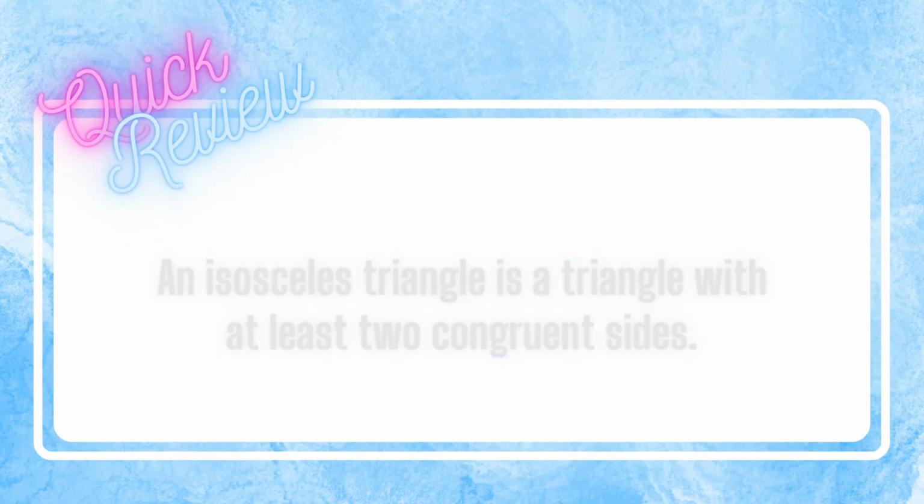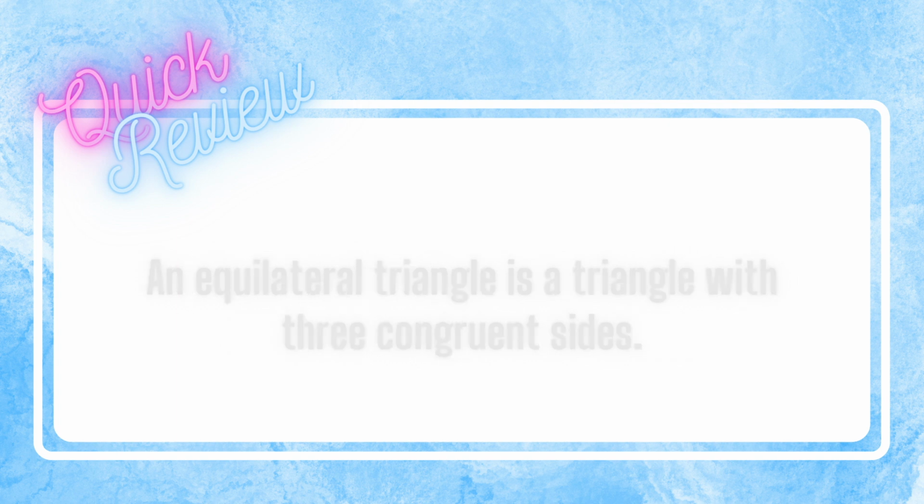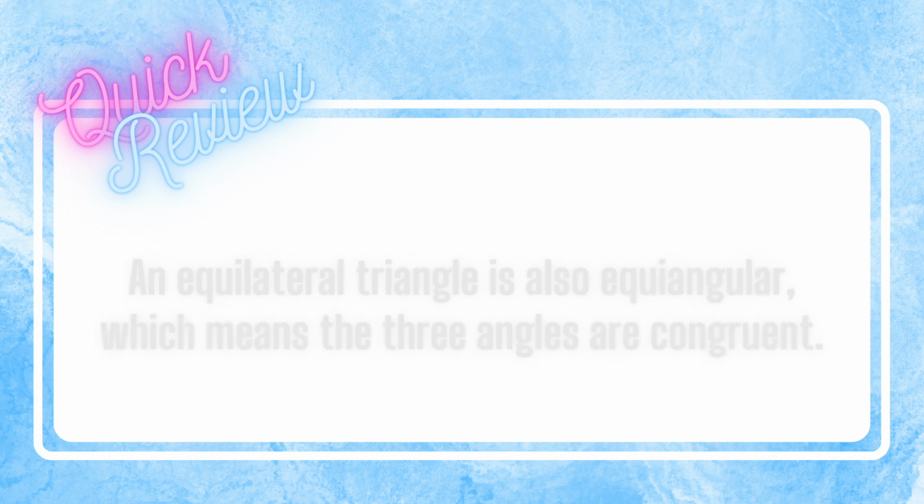An isosceles triangle is a triangle with at least two congruent sides. The base angles of an isosceles triangle are congruent to each other. And an equilateral triangle is a triangle with three congruent sides. And an equilateral triangle is also equiangular, meaning that the three angles are congruent to each other.